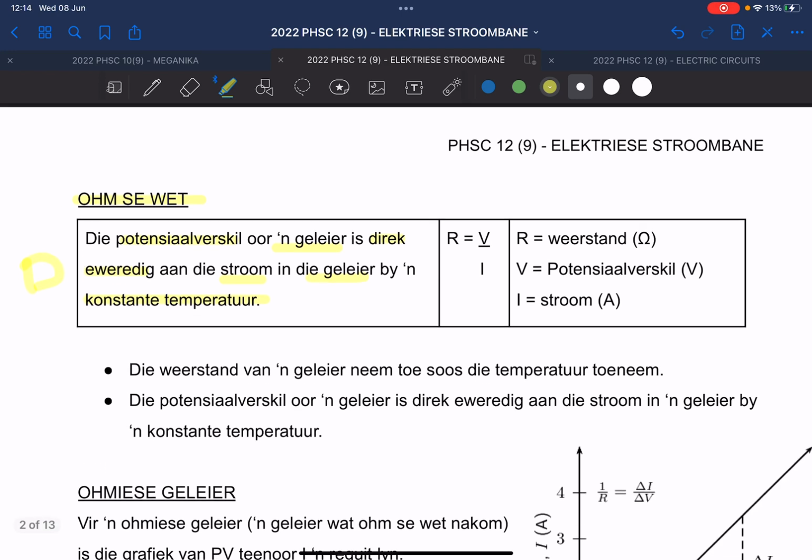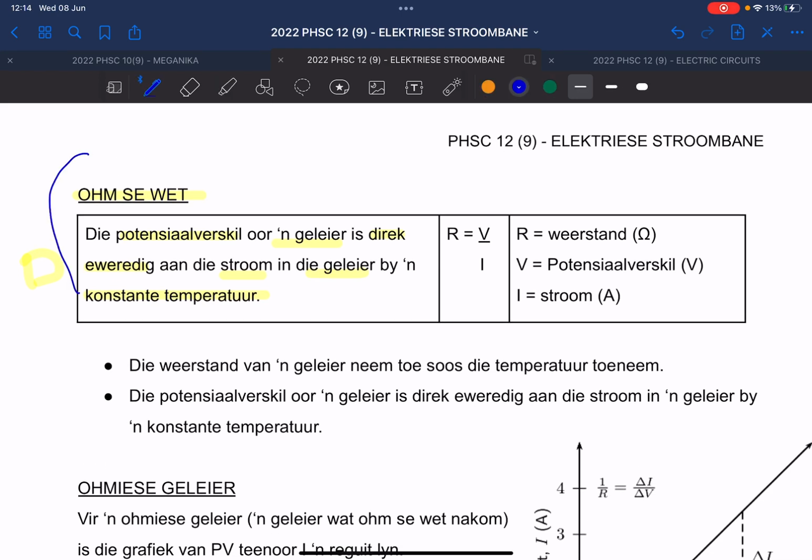Okay, nou hierdie konstante temperatuur is die deel wat belangrik is, because if the temperature of the conductor increases, then the resistance also increases. Okay, so jy wil hê die temperatuur moet konstant bly. Hoekom? Because if the temperature remains constant, then it means the resistance is also constant.